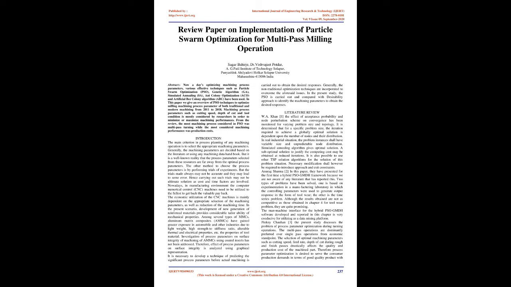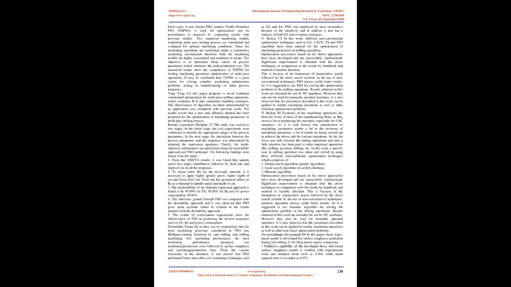The selection of optimal machining parameters such as cutting speed, feed rate, depth of cut during rough and finish passes drastically affects the quality and production cost of the machine part. Therefore process parameter optimization is desired to serve the consumer production demands in terms of good quality product with lower costs. A new chaotic PSO, namely totally disturbed PSO, TPSO, is used for optimization and its performance is analyzed by comparing results with previous studies.